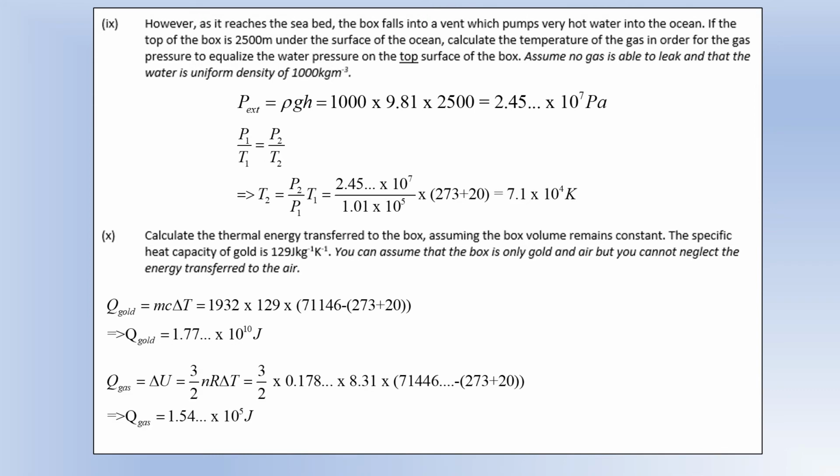However, using the first law of thermodynamics, if the volume of the box is constant, there's no work done on it. So the thermal energy supplied will be equal to the change in its internal energy, which will be equal to 3/2 nRΔT. So we know the number of moles, we know the molar gas constant, we know the temperature before and after, so we can calculate the thermal energy we'd have to supply, which you'll notice is considerably less than the thermal energy transferred to gold. So once we work out the total thermal energy, it's pretty much the thermal energy transferred to gold. The other is more insignificant.